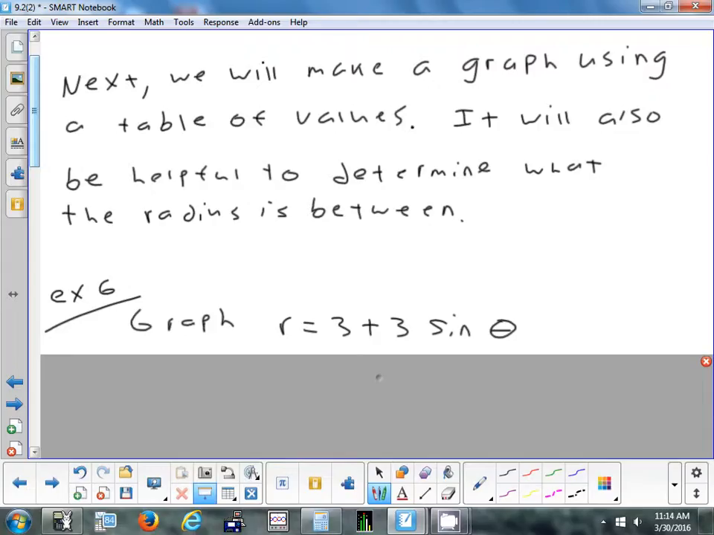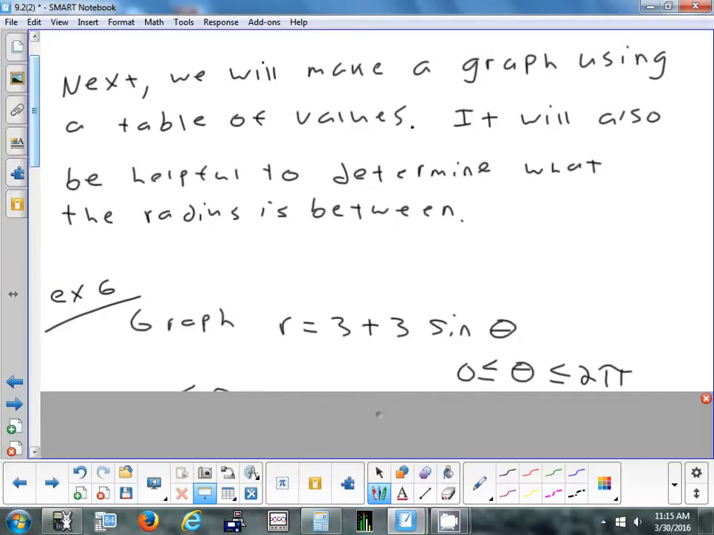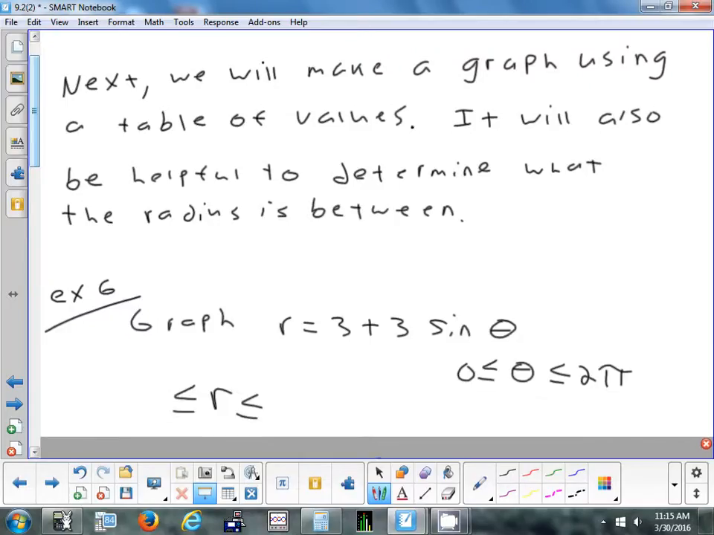What do I have to let theta go from to get a full picture of this? What'd you say, Nick? Up to 360. And start where? 0. Yeah, start at 0. Okay, to go through every possible value in the sine function, you need to start at 0 and end at 360. Or if you're doing radians, 0 to 2 pi.